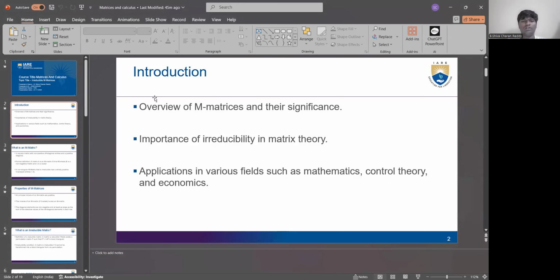Introduction to the topic and what we are going to do today: an overview of M matrices and the significance and importance of irreducibility in matrix theory, and applications in various fields such as mathematics, control theory and economics. These matrices are important in control theory and mathematics, and there are various fields in which they can be applied, such as control theory and economics.